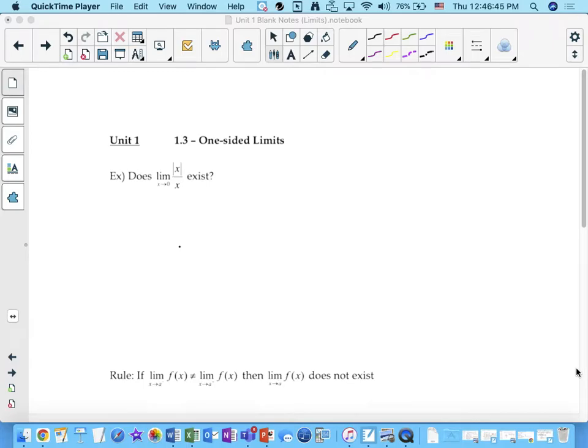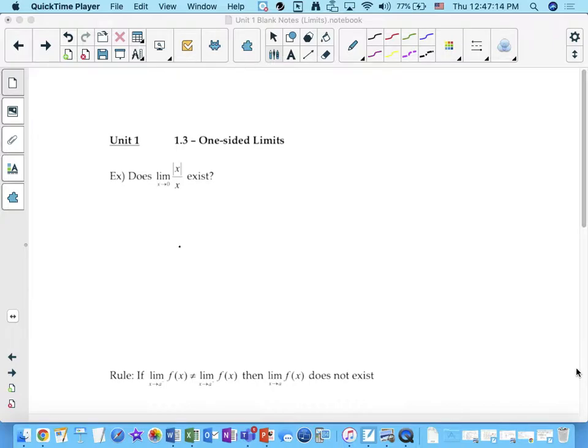What we're going to look at are one-sided limits. And we're going to use one-sided limits to be able to tell if a limit actually does exist or not. Okay? And as an example to figure out what one-sided limits actually are, we're going to take a look at this. Does the limit as x approaches 0 of the absolute value of x over x exist?